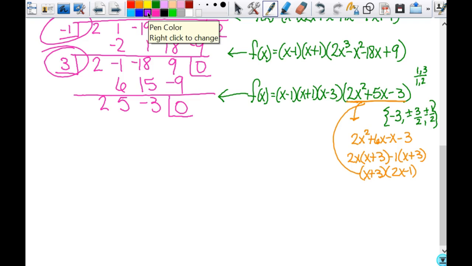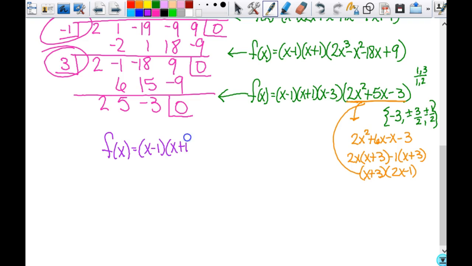My directions are to solve for all real zeros and write the polynomial in factored form. Okay, so here is my factored form. It is f of x. Now I've got factored forms along the way, but these up here weren't fully factored. f of x equals x minus 1 times x plus 1 times x minus 3 times x plus 3 times 2x minus 1. And so there we go. Fully factored.